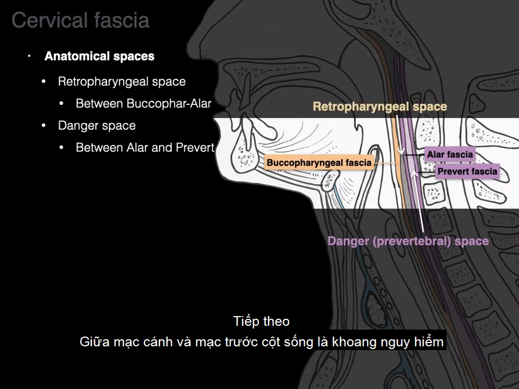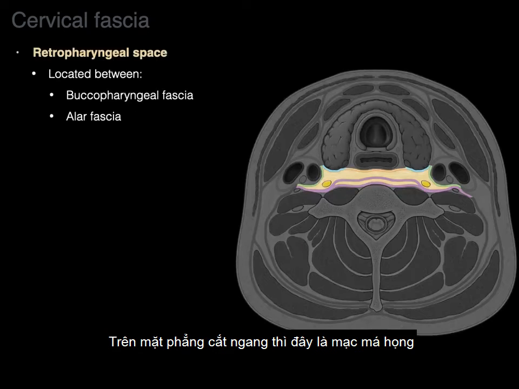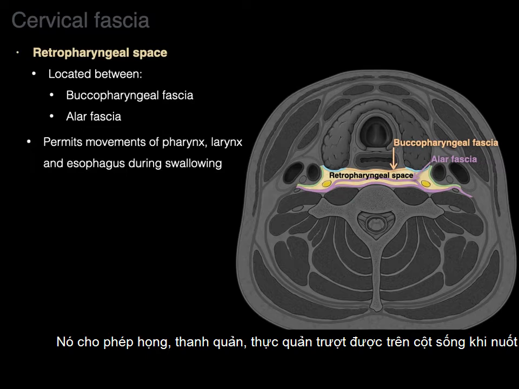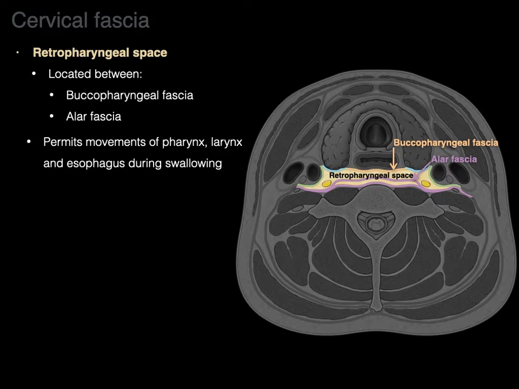So there are two different potential spaces. Let's do it again. So the retropharyngeal space in this cross section is between the buccopharyngeal fascia and the alar fascia right there. And this is what permits movements of the pharynx, larynx, and esophagus during swallowing.